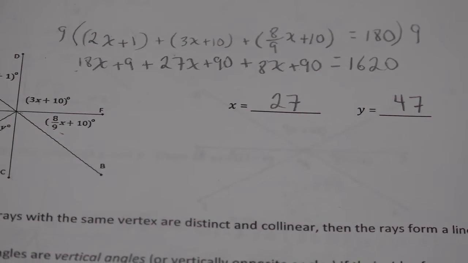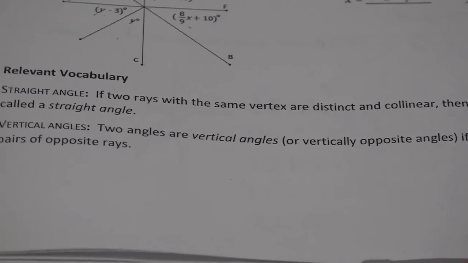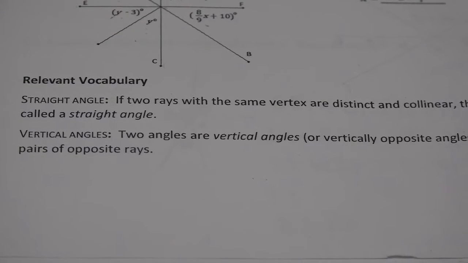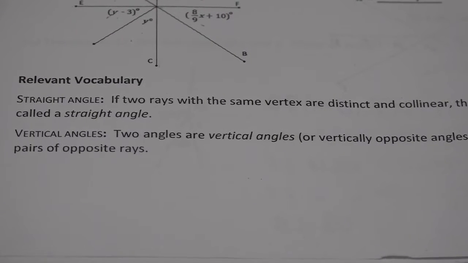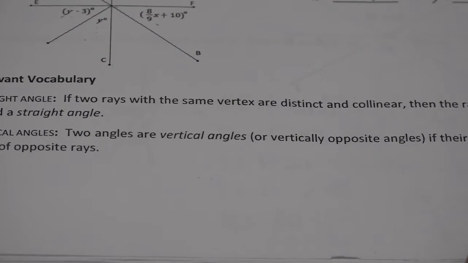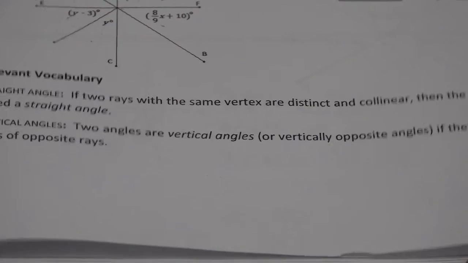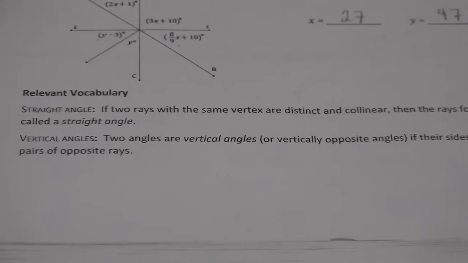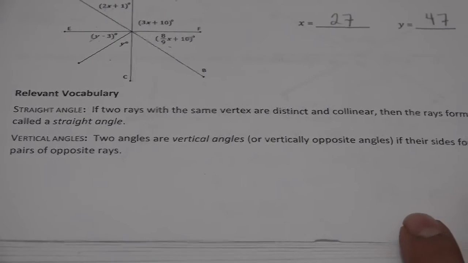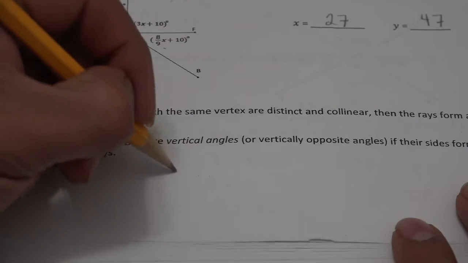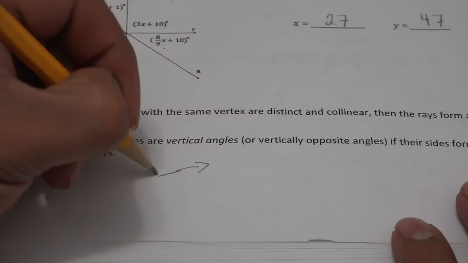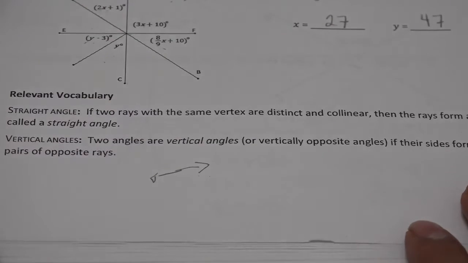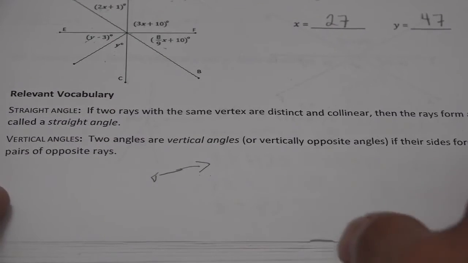Okay, so here we go. Now here we have relevant vocabulary. This is basically what you need to know. Straight angles. If two rays with the same vertex are distinct and collinear, then the rays form what we call a straight angle. Of course, collinear means in the same line. So if one ray goes this way and the other one goes this way, it forms a straight line. Then that's it.